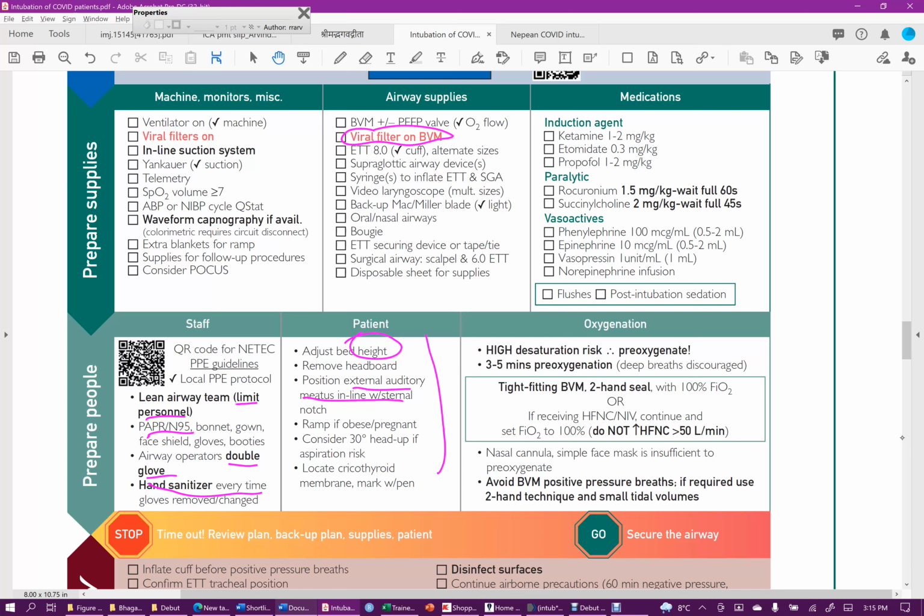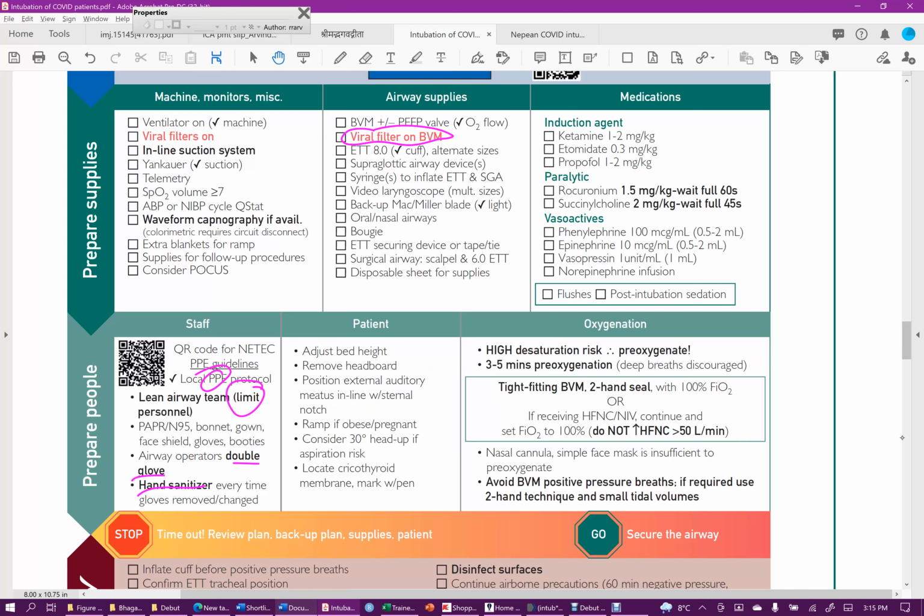All of these things, I would follow in every single intubation, whether it's COVID or non-COVID. So the main difference between COVID and non-COVID intubation is the fact that you use PPE, you limit the number of people, you double glove, and you have hand sanitizer. So it's all about protecting ourselves rather than the actual process of intubation.